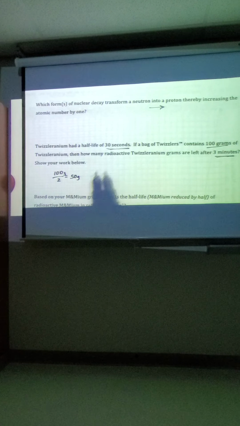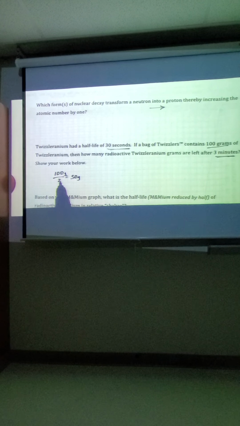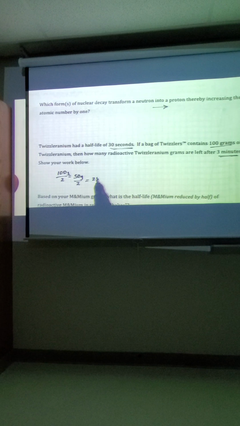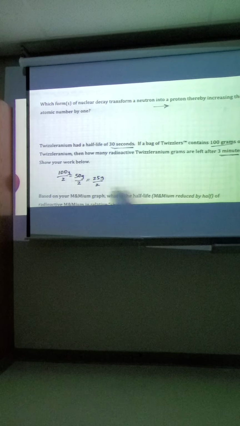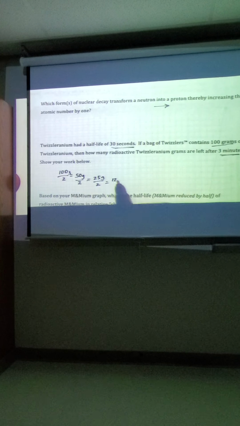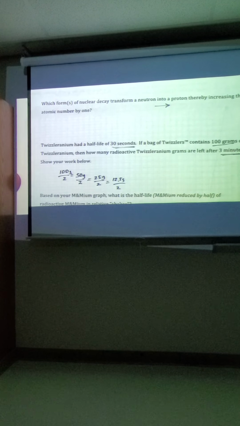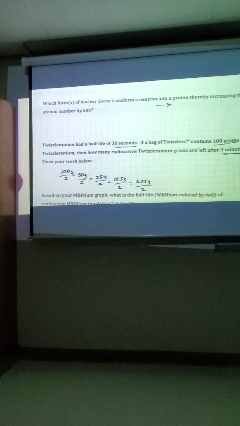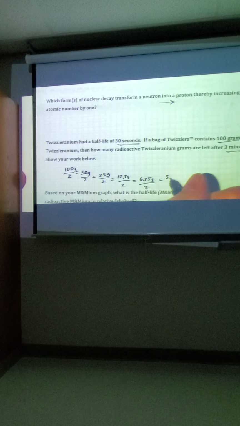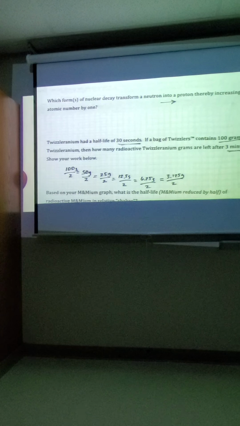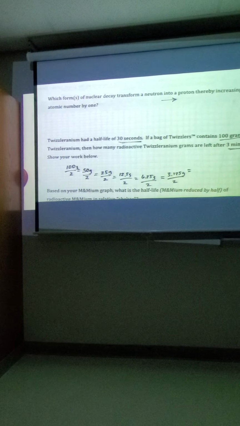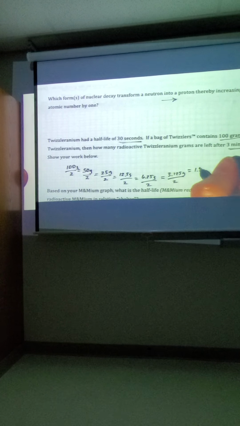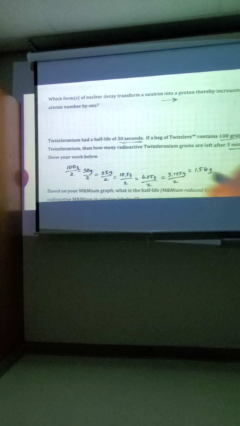So we divided by 2 once, and that gave us 50. So we need to divide by 2 again. That gives us 25 grams. Divide by 2 again. We get 12.5 grams. Divide by 2 again. We get 6.25 grams. Divide by 2 again. Running out of space, let's start going up. We're going to get 3.125 grams. Divide by 2 again. Calculator probably required here. 1.56 roughly grams remain.